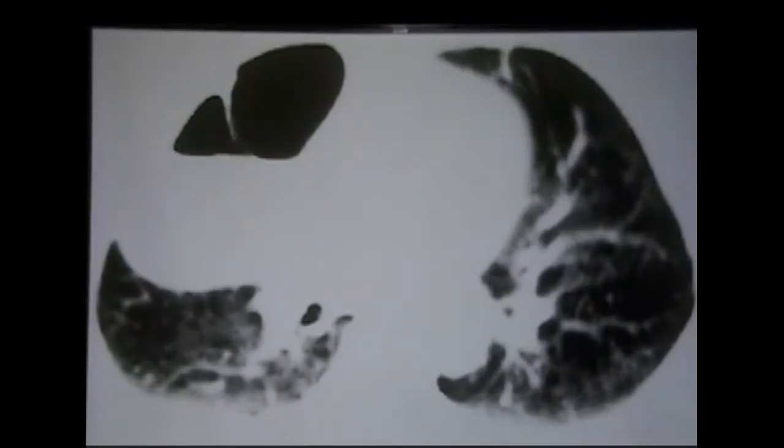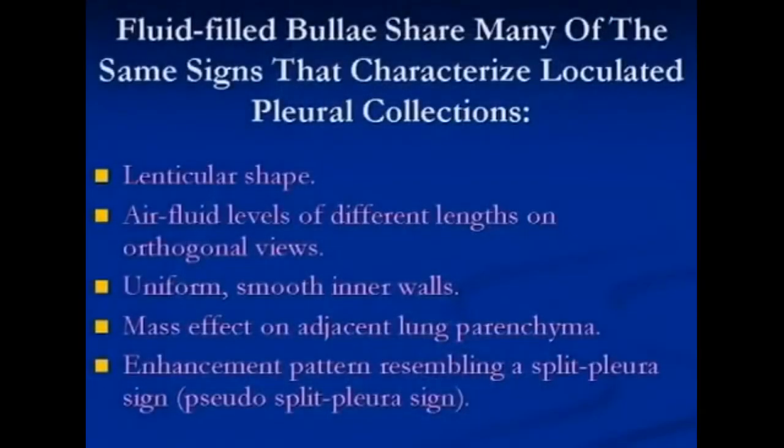Abscess. It's a trick question. It's neither. Okay, let me show you why. Here's a chest x-ray from a year before, normal PA. The lateral, the only thing you see is this curvilinear edge, which is a bulla. And you're right thinking about empyema, because a bulla and empyema share many of the same characteristics.